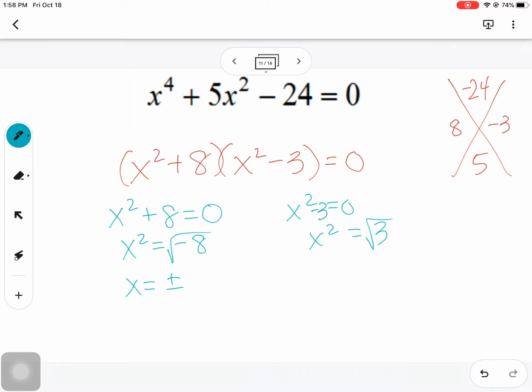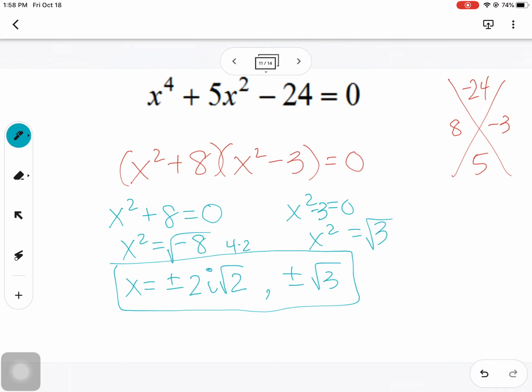This needs to be plus or minus. When I simplify square root of 8, that's 4 times 2, so it's 2i root 2. And when I solve the second one, I just get plus or minus square root of 3. Again, if you force these to be your sum or difference of squares pattern, it will also get you the same answer. You can do it either way, whatever you prefer.